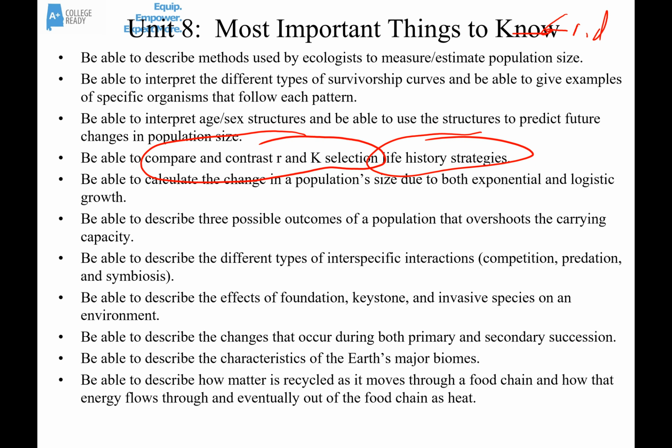Make sure you can calculate changes in a population size due to both exponential and logistic growth. And again, there are lots of practice problems linked in here, and there's a screencast that goes through even more sample calculations. Make sure you can describe at least 3 possible outcomes if a population overshoots carrying capacity.